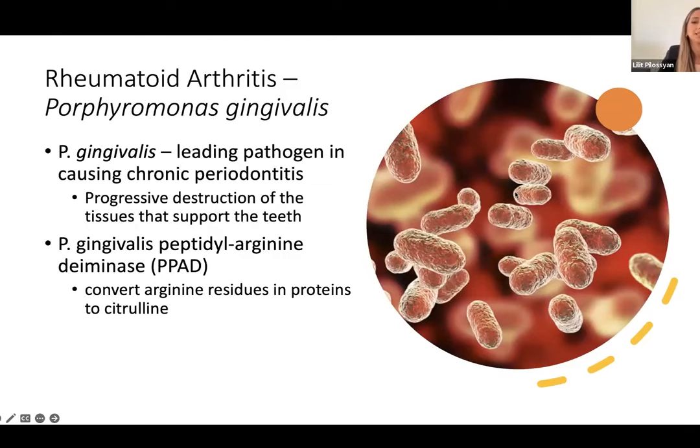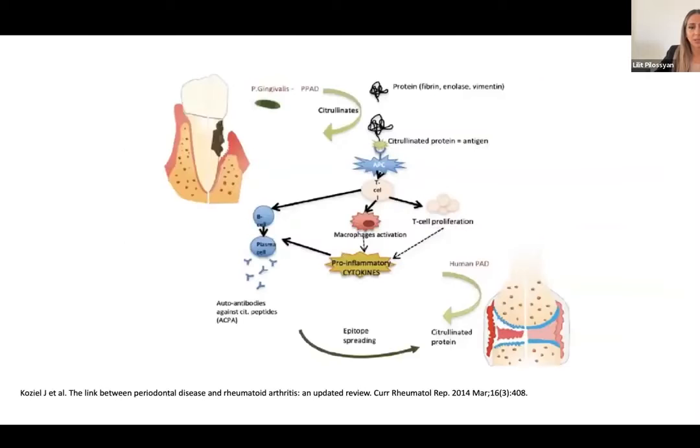And lastly, with rheumatoid arthritis, I wanted to discuss this bacteria, P. gingivalis. It is the leading pathogen causing chronic periodontitis. And chronic periodontitis is the disruption of the tissues that surround the teeth. So when we have chronic periodontitis, our oral mucosa gets destructed, and this bacteria is able to enter our systemic circulation. And interestingly here, P. gingivalis also contains PAD, the same one we saw with rheumatoid arthritis, and it converts the arginine residues to citrulline, and the same cascade of processes continues as with smoking.